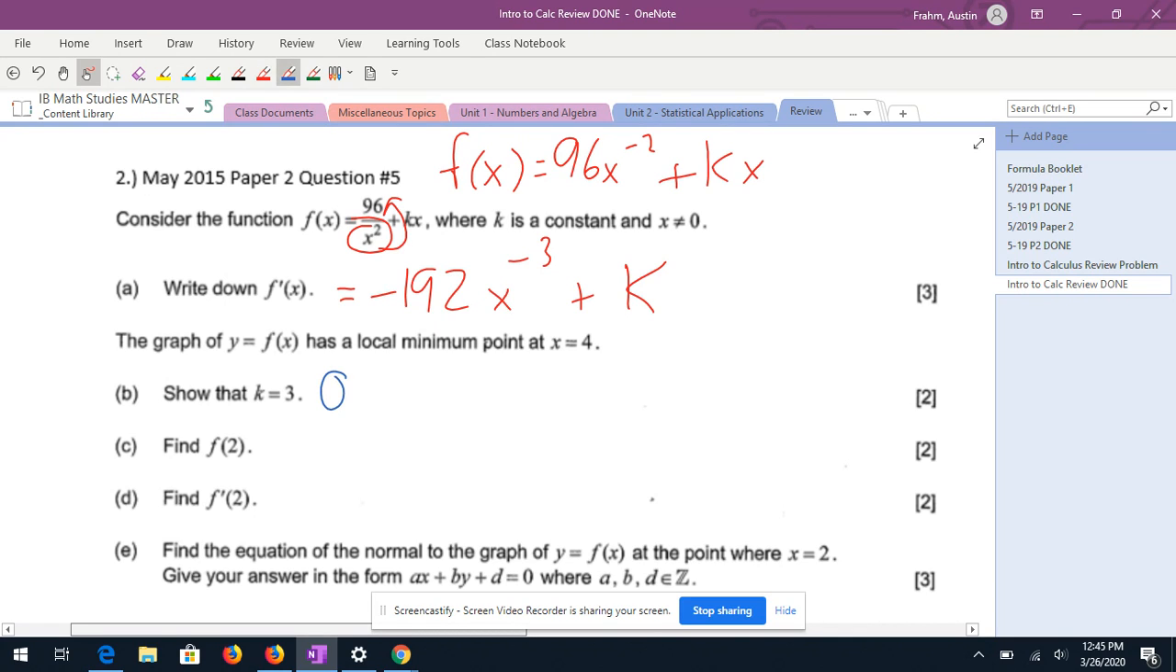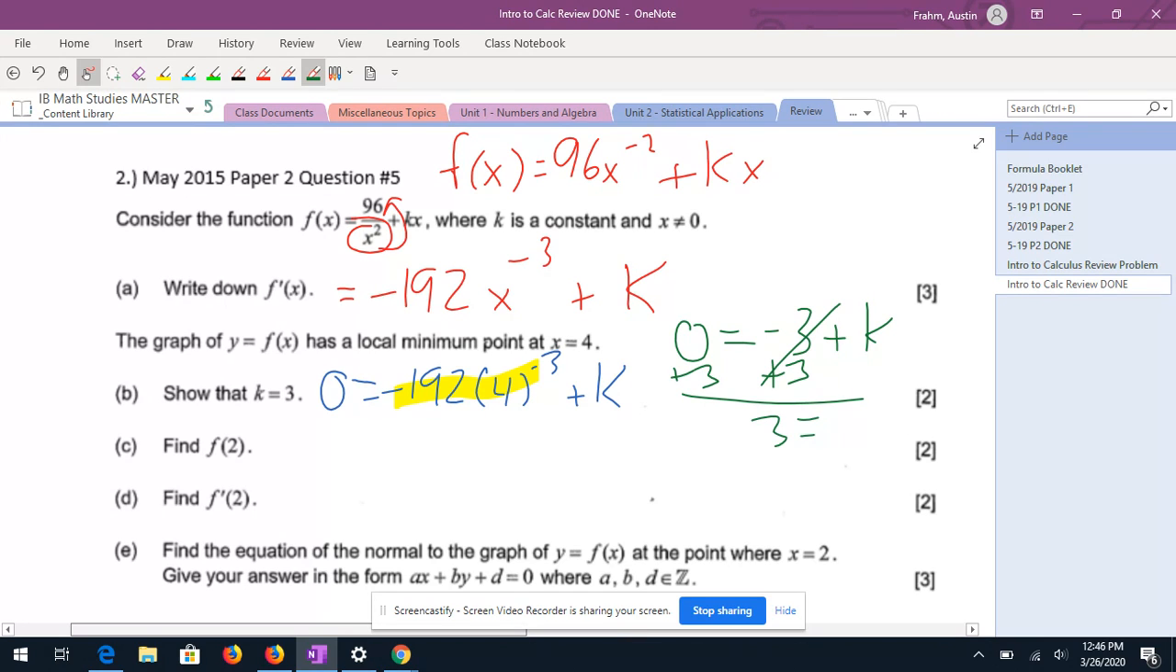So to start off problem B, we would say that 0 equals negative 192. Instead of x, we're actually going to plug 4 in for x, because that's the x value they give us. We're going to raise that to the negative third power, and then plus k. So we're looking for k, which means we need to simplify this first. If I type that into my calculator, that would simplify to negative 3. So to have 0 equals negative 3 plus k, we simply add 3 to both sides, and k equals 3.